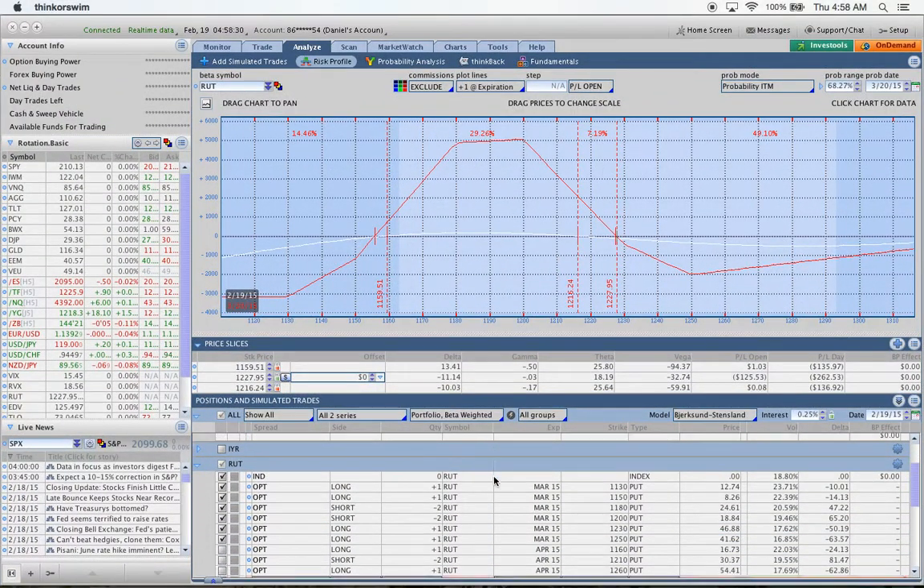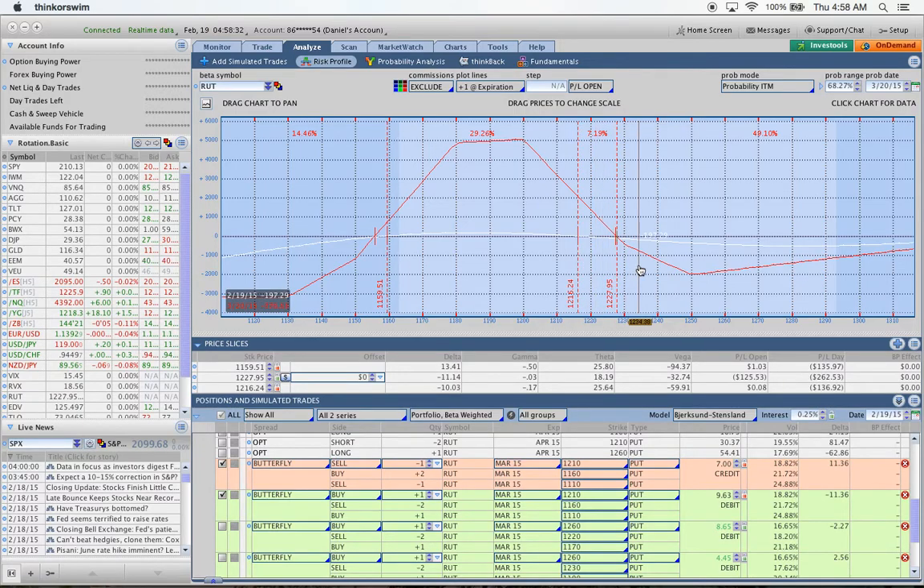One of the things that I'm trying to do here is, as the Russell moves higher, all I'm really trying to do is move this expiration graph up with the market. So as the market moves up, I want to move the graph up, and I don't want to lose too much money in the process, obviously. Right now, the trade is down about $125 or so, and if we hit this adjustment point, we're looking at being down about $150, and that's okay.